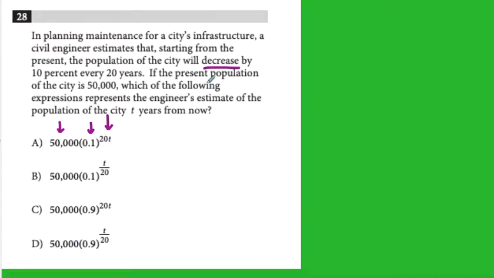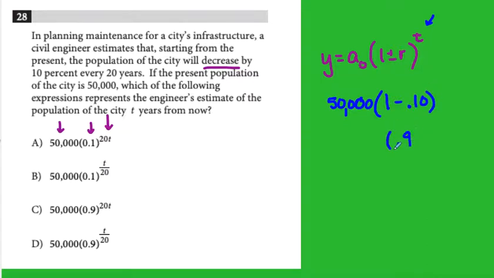The content on this is that it's an exponential function in the form y equals a sub 0 times (1 plus or minus r) to the t, and this is on an annual basis. If it decreased 10% every year, then it would be t. Since it's decreasing, that would be 1 minus the percent. a sub 0 is the original amount, so 50,000, that's where that's coming from. Then 1 minus 0.10, so that's where I get the 0.9.